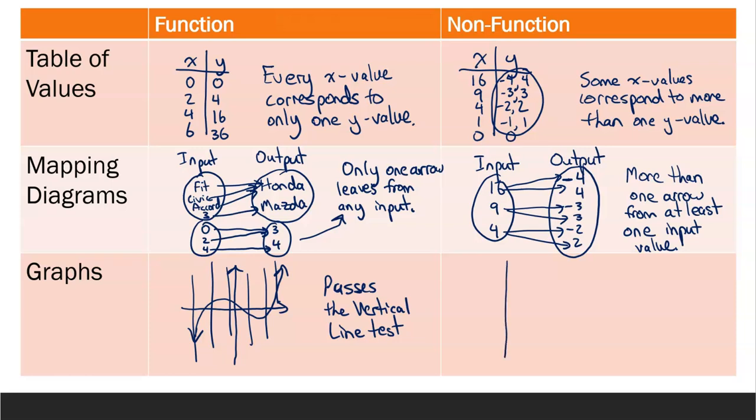Another situation where it's a non-function is a situation like an ellipse or an oval, some of you might call that. And so there we can see it fails the vertical line test, even though the second line I've drawn passes the vertical line test. If it fails anywhere, that means it fails the vertical line test and is not a function.